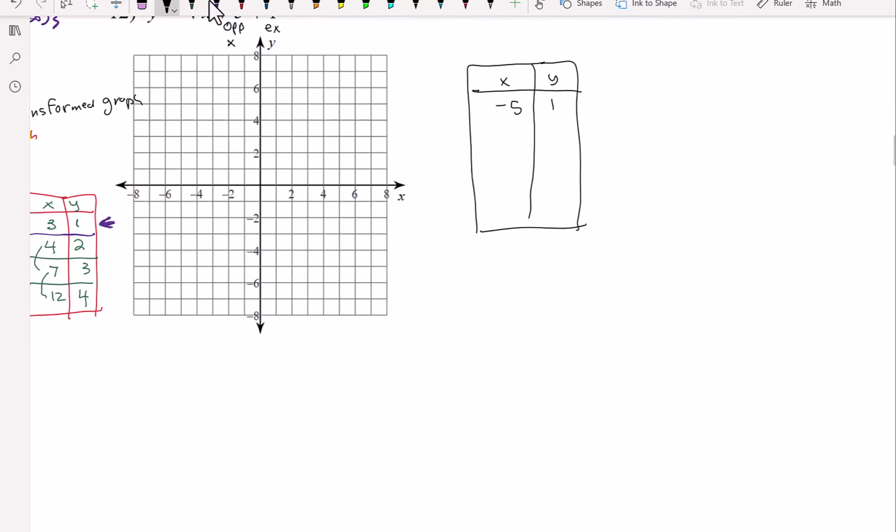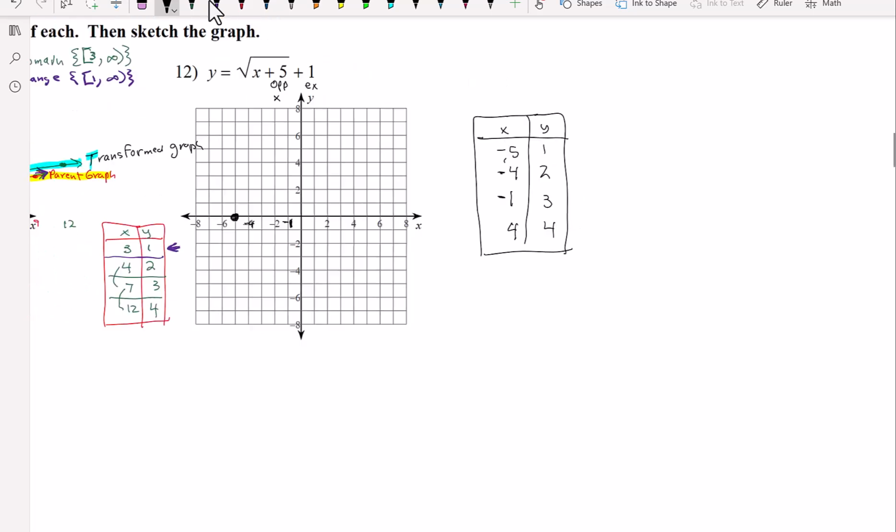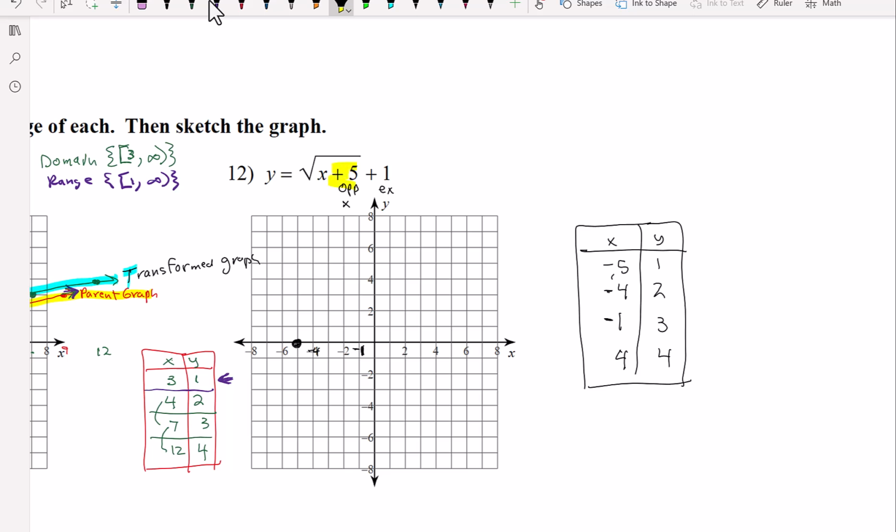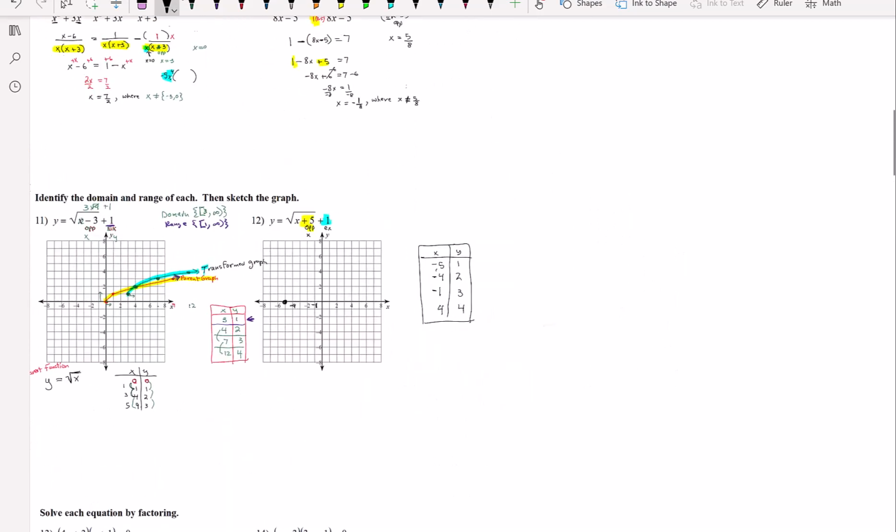So we start here. We're going to go over 1. We're going to go over 3. And then we're going to go over 5. And each one of these is going to look like that. And then this dictates domain, the opposite of. This dictates range. All right, that's it for this one.